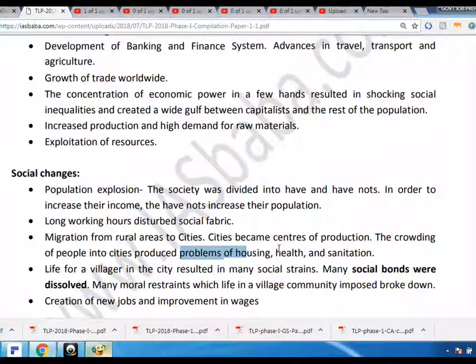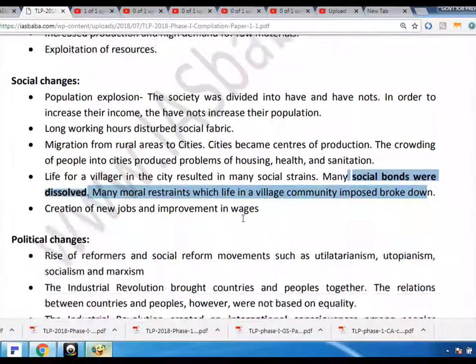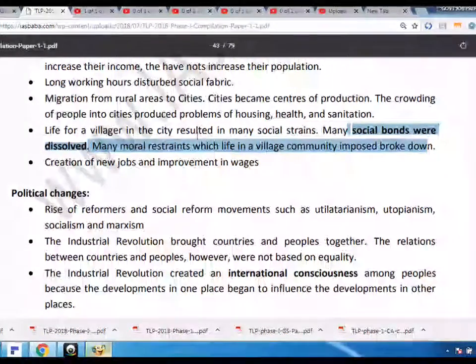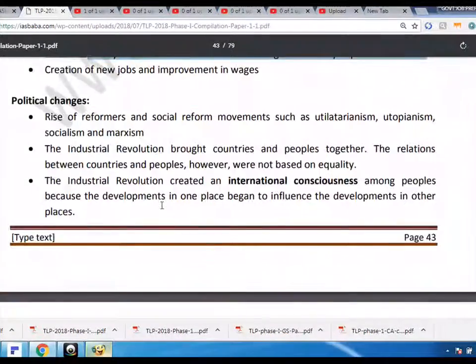Life for a villager in the city resulted in many social strains. Many social bonds were dissolved. Many moral restraints which life in a village community imposed broke down. Creation of new jobs and improvement in wages.